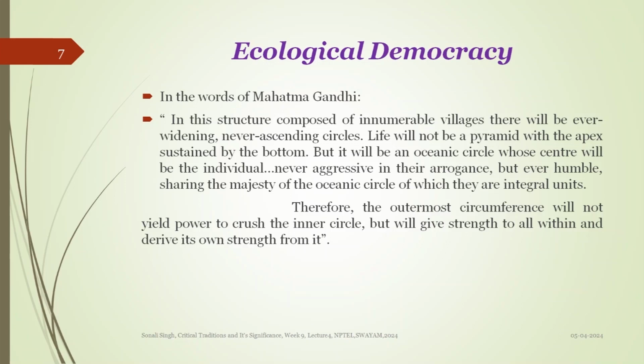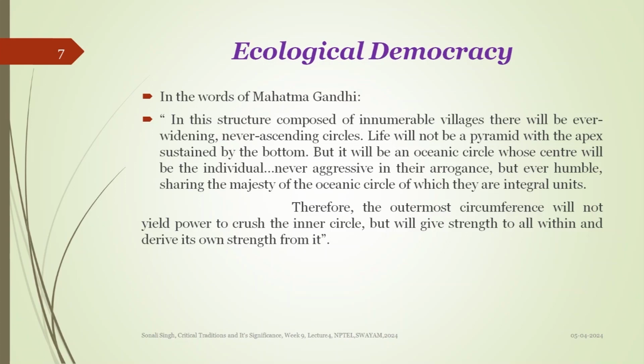So see, he is also talking about the anthropocentric approach, but at the same time he is combining it with the ecocentric approach when he is saying that this individual is not arrogant, but humble. He is sharing the majesty of the oceanic circle of which they are integral units, because Gandhi is trying to stress that without being a part of that oceanic circle, an individual cannot survive. And all the majesty that he or she is enjoying is because of being part of that circle.